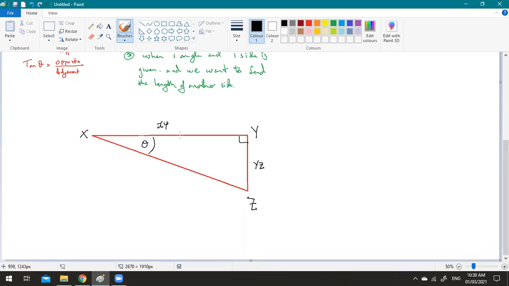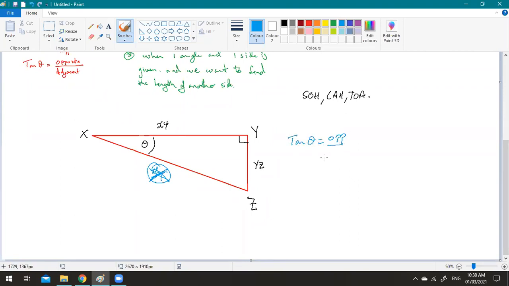What is the other set of formulas we could use? So, SOH CAH TOA. Are we using sine? No. Why? Because the hypotenuse is not given. This is the hypotenuse. It's not given. So it will be tan, opposite and adjacent.